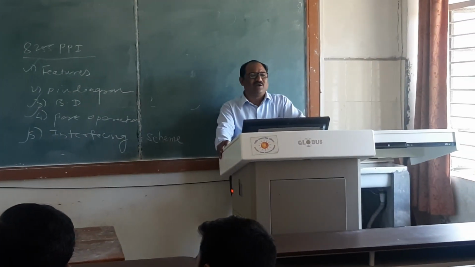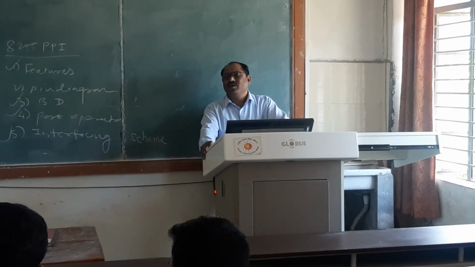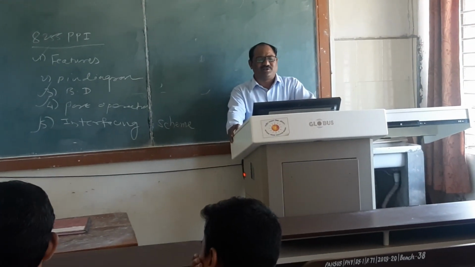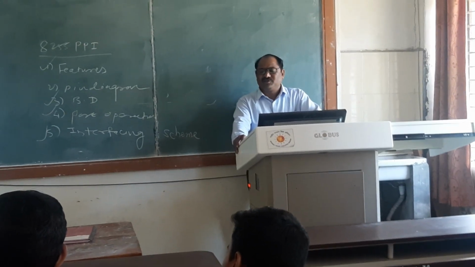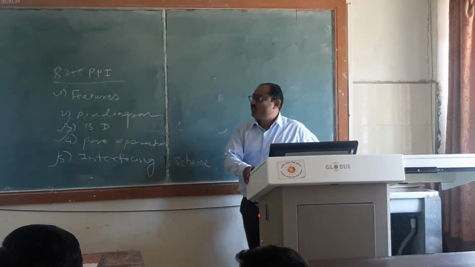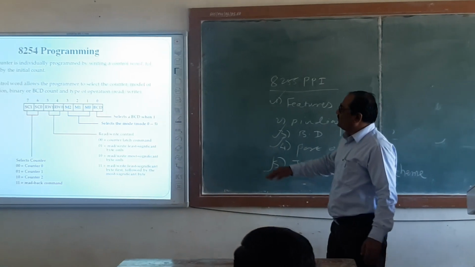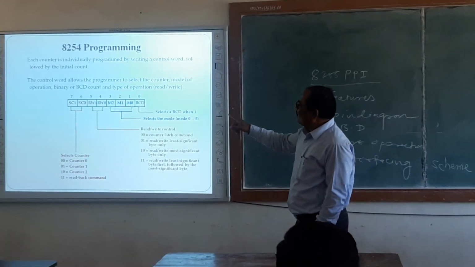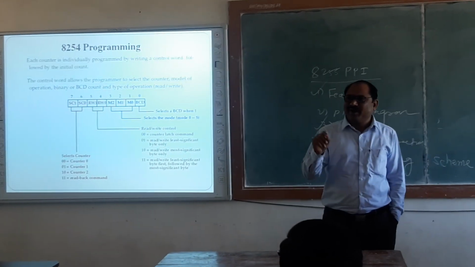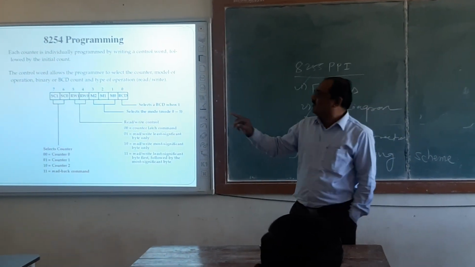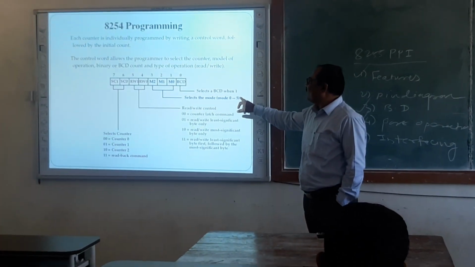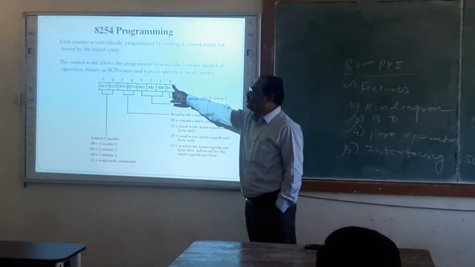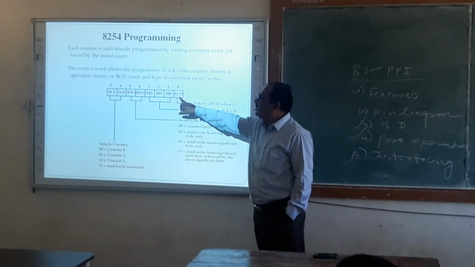Each counter is individually programmed, and this programming is done with the help of the control word register. Just see the contents of D0 to D7. For example, for the 8254, there is BCD, binary coded decimal. So you have to select BCD when the D0 bit is equal to 1, then it is BCD.